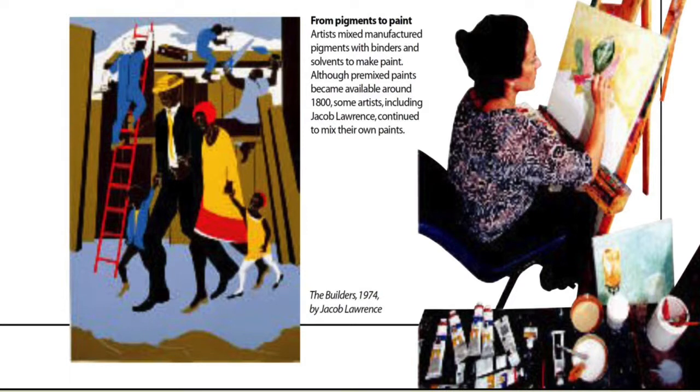From pigments to paint: artists mix manufactured pigments with binders and solvents to make paint. Although pre-mixed paints became available around 1800, some artists, including Jacob Lawrence, continued to mix their own paint. Here's an example of a painting, The Builders, 1974, by Jacob Lawrence.